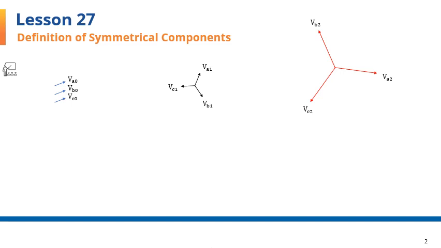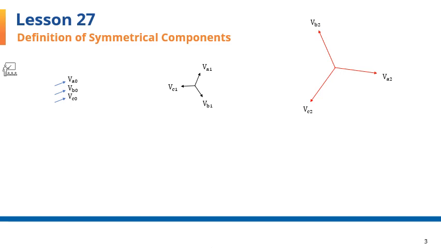Symmetrical components theory was first introduced by Charles Fortescue in a paper that he published in 1918. His theory is considered by many to represent the most important advancement in electrical power engineering in the 20th century. Symmetrical components and sequence networks are commonly used in analysis of faulted three-phase systems.